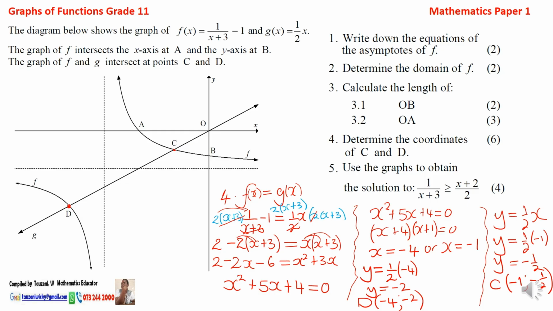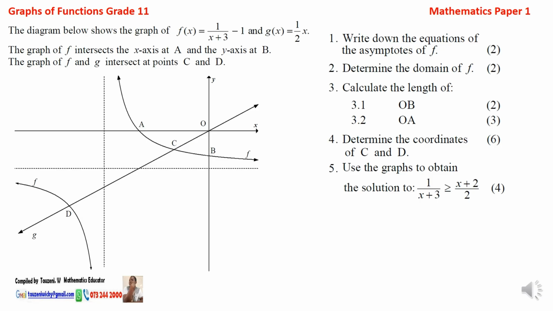The idea is that when two graphs are crossing each other, we can find the coordinates of the points where they meet by equating the equations of the graphs and solving for x. It's a kind of simultaneous equations that you are solving. You solve the graph of f and g simultaneously to determine the coordinates of the points where the graphs meet.